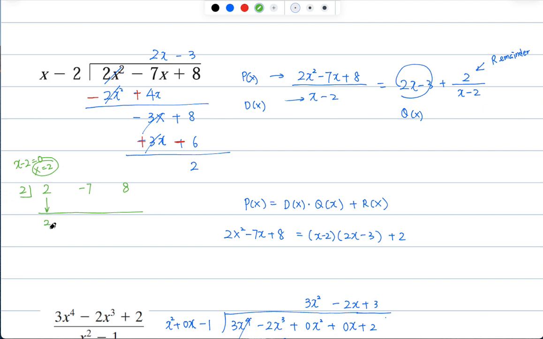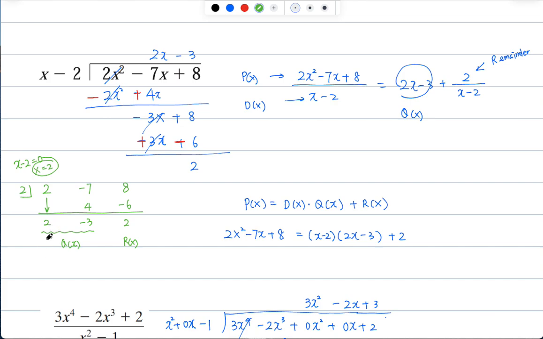2. Now 2 times 2 is 4. Negative 7 plus 4 gets negative 3. Negative 3 times 2 is negative 6. 8 minus 6 is 2. And then the synthetic division is done. So this portion is the quotient, and this number is the remainder.